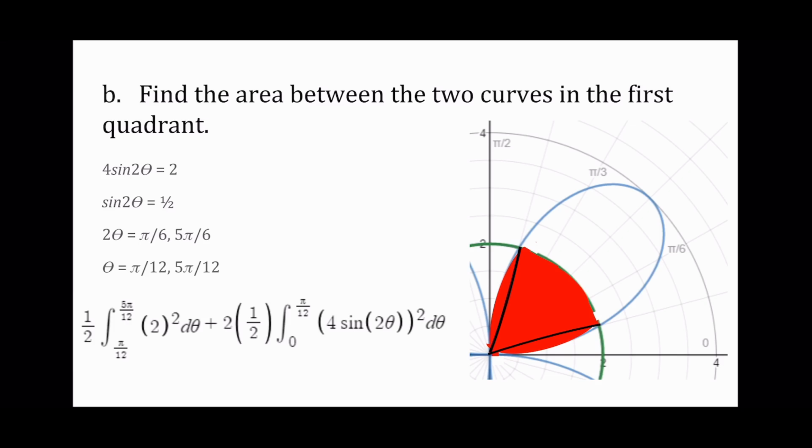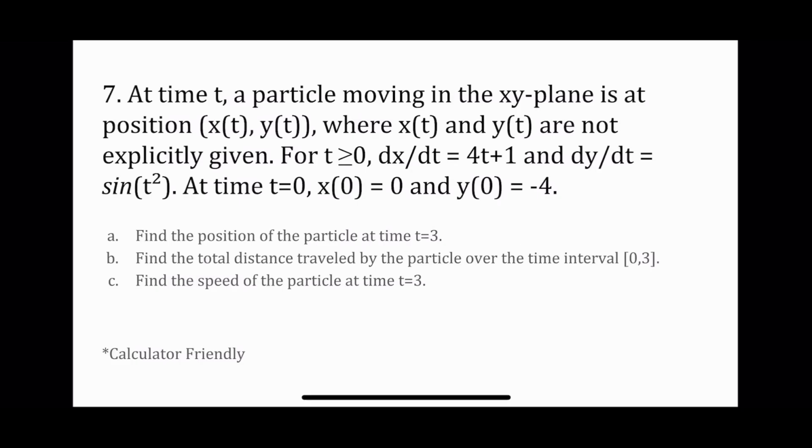And then our final problem is a parametric problem, where at time t, a particle moving in the xy plane is at position x of t, y of t, where x of t and y of t are not explicitly given. For t greater than or equal to 0, dx dt equals 4t plus 1, and dy dt equals sine of t squared. At time t equals 0, x of 0 equals 0, and y of 0 equals -4.